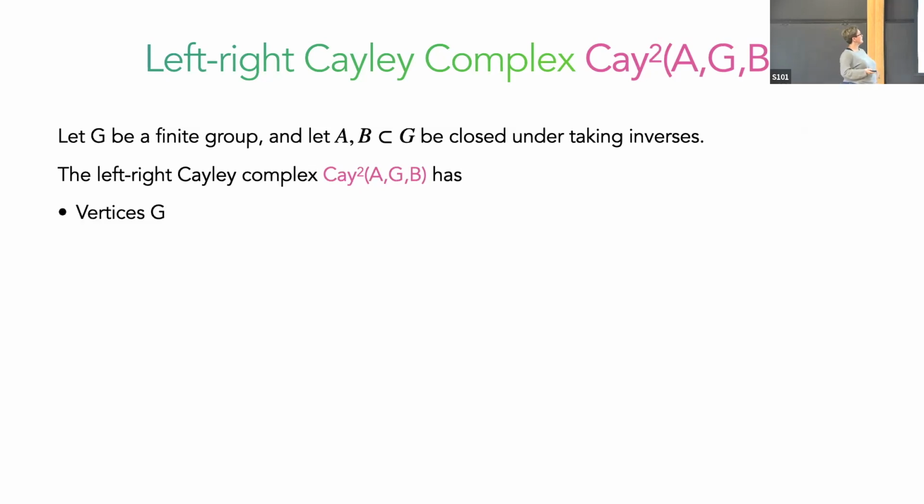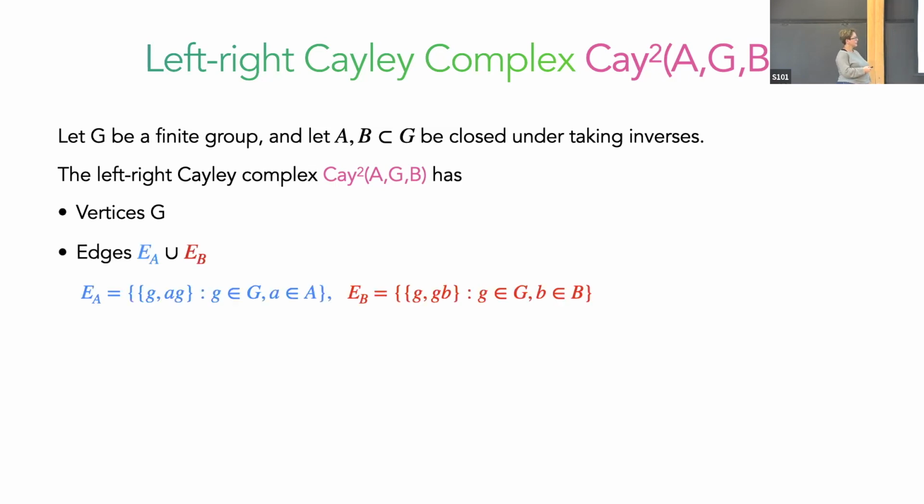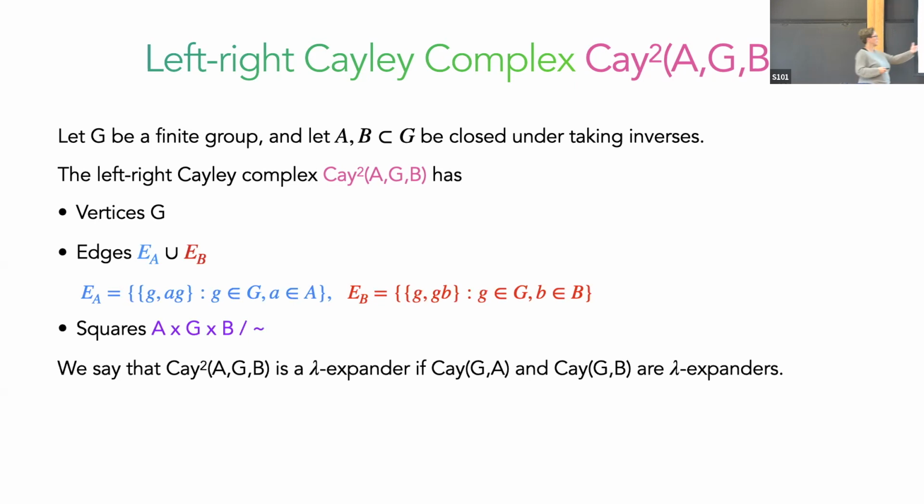Okay, so to summarize, we start with a finite group G and 2 sets of generators A and B. And we have this left-right Cayley complex, this object. What are the components? The vertices are exactly the elements of G. The edges are the edges of the 2 Cayley graphs from G to AG and from G to GB. And the squares are what we discussed. These triples where you move to these equivalence classes of unrooted squares. And we're going to say that this object is a lambda expander if each one of the component Cayley graphs are lambda expanders. So that's going to be enough for us.